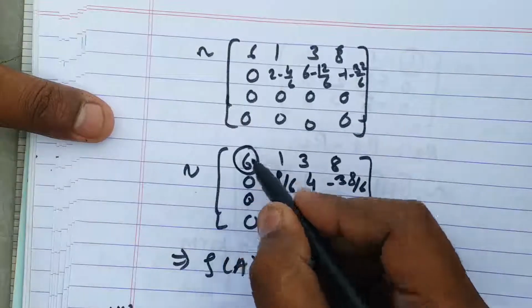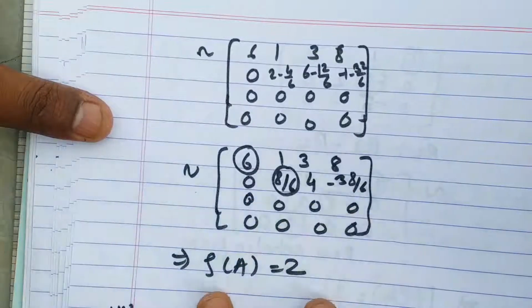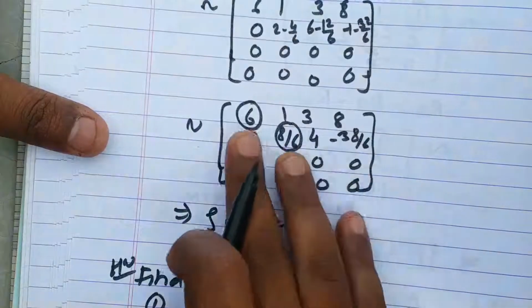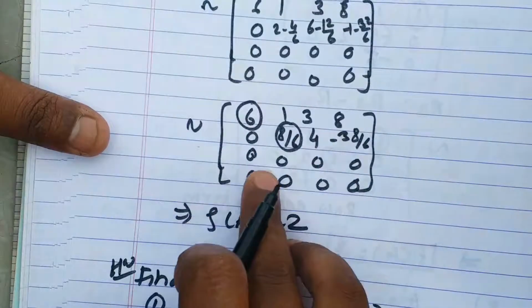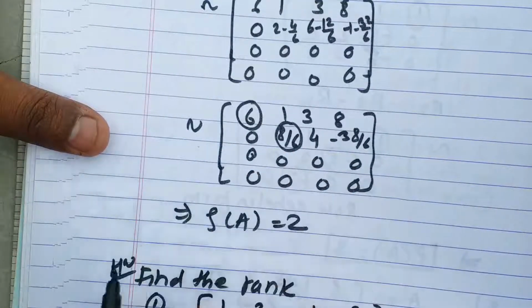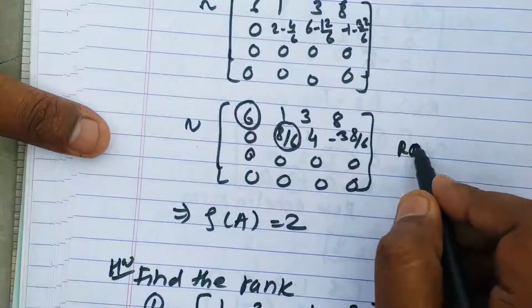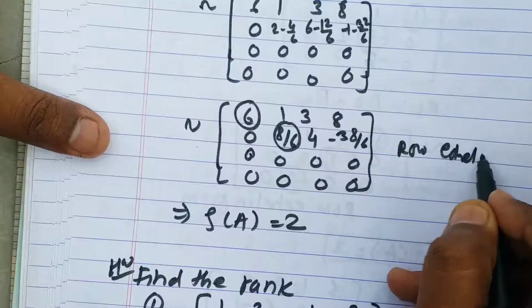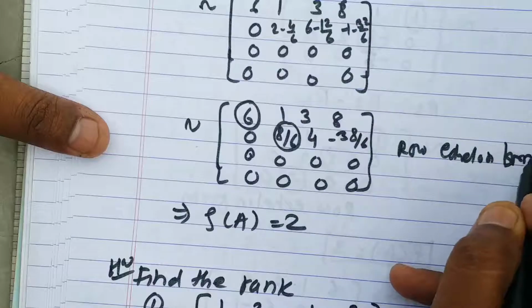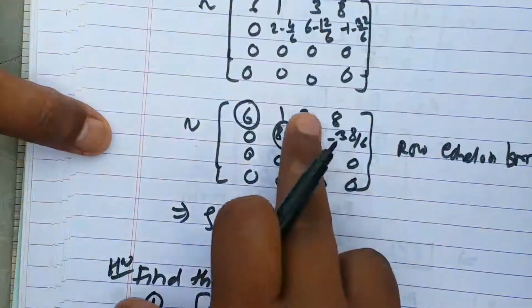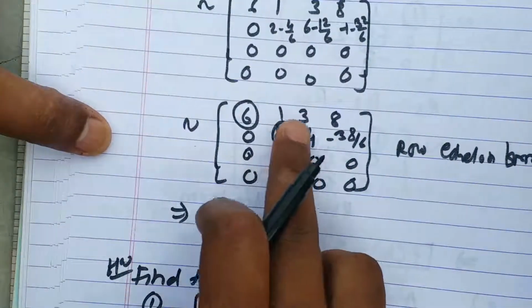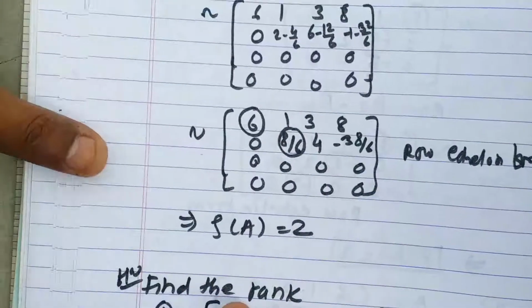Now this will be the first pivot, this will be the second row's pivot, and clearly it is appearing on the right of the previous pivot, and 0 rows we are having at the bottom. So this is the row echelon form of the given matrix. Just calculate the number of non-zero rows. It is 2 here, hence the rank of A is 2.